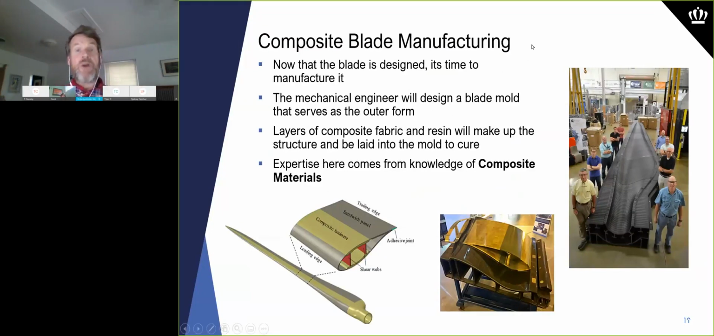Okay, so now we know what the blade has to look like. We've selected some structure. Now we actually have to build it, right? So how are we going to get that very streamlined shape of the blade? Well, we're going to actually mold it. And at the right here, you see a mold.